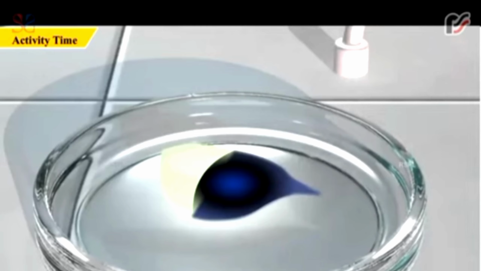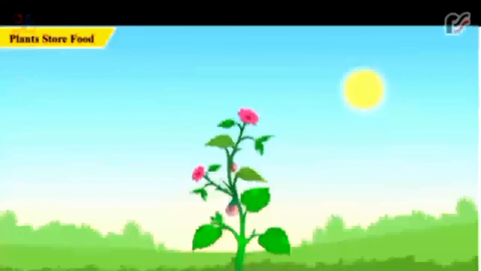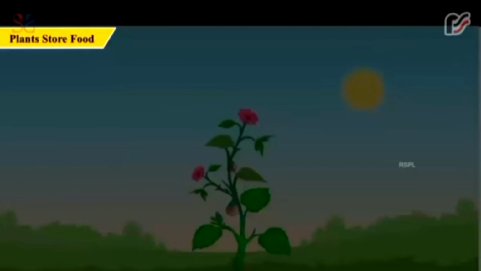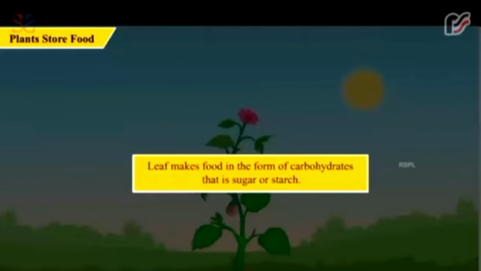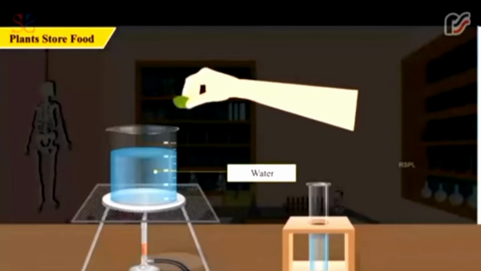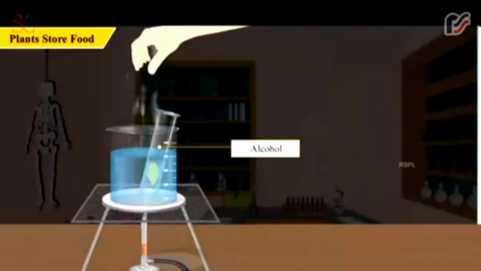Plants take in carbon dioxide from air and water from soil. The leaves of green plants contain a green substance called chlorophyll. Chlorophyll traps sunlight. Green leaves use the energy of sunlight to prepare food from carbon dioxide and water. Since this process takes place in the presence of sunlight, it is called photosynthesis. Photo means light and synthesis means preparing or putting together.